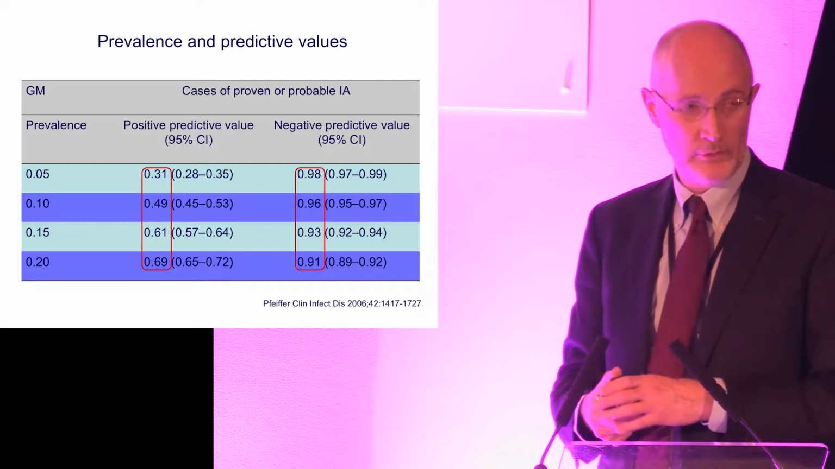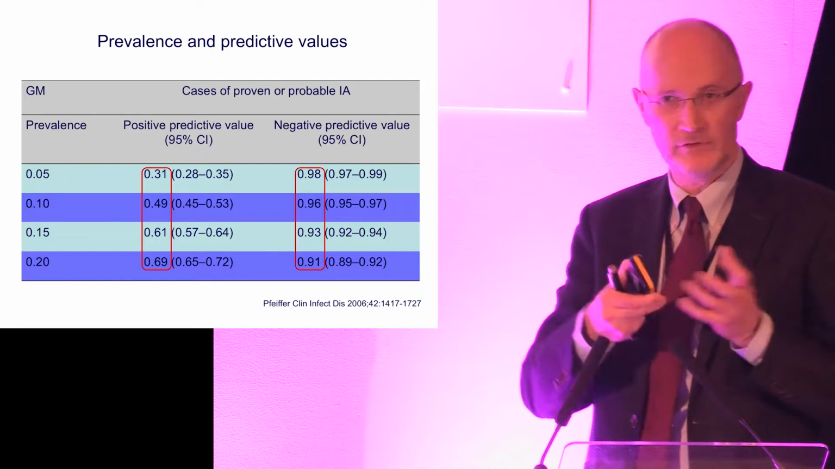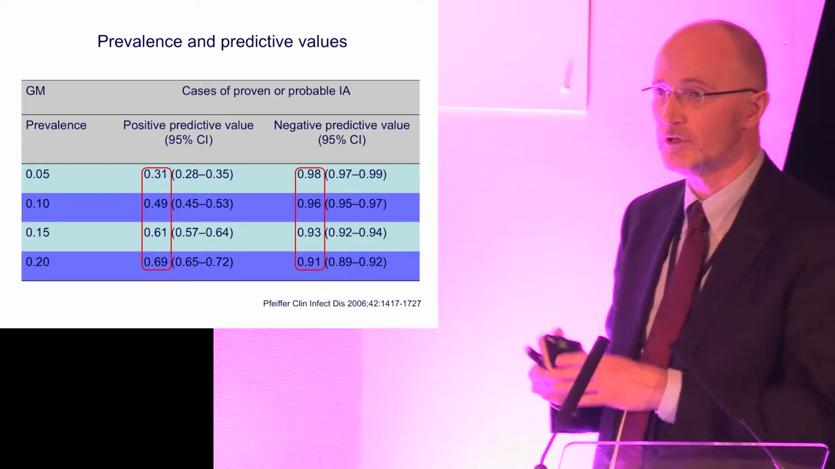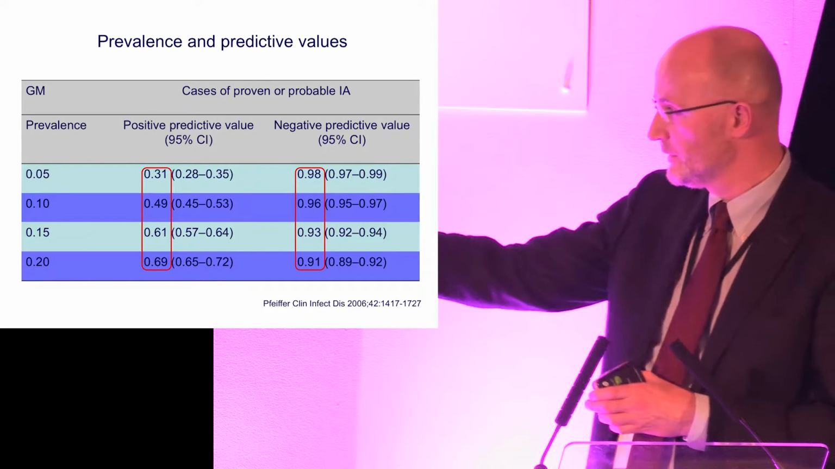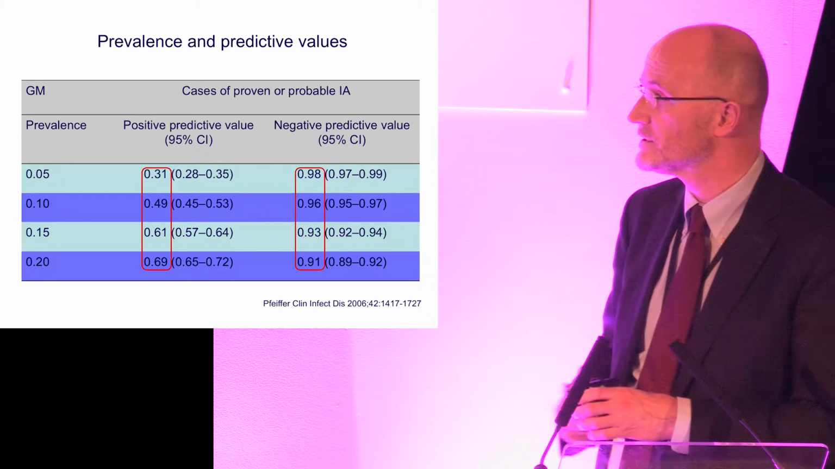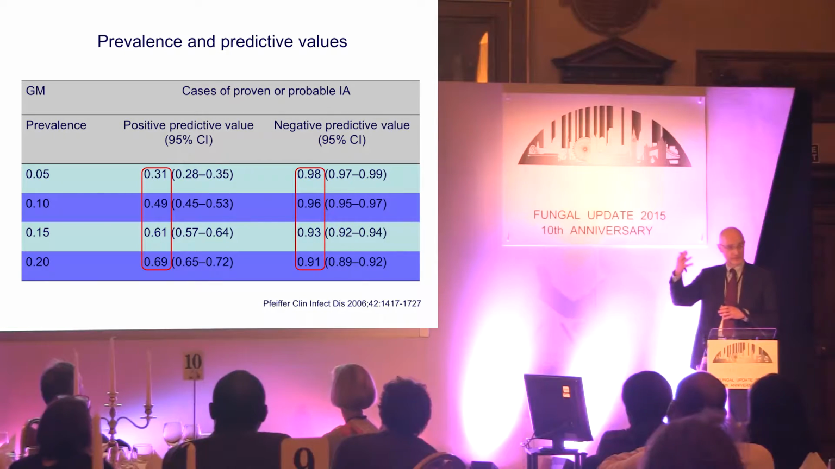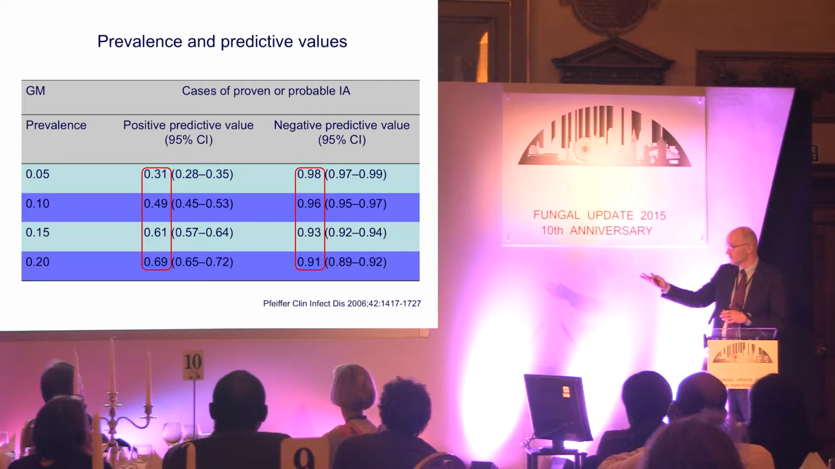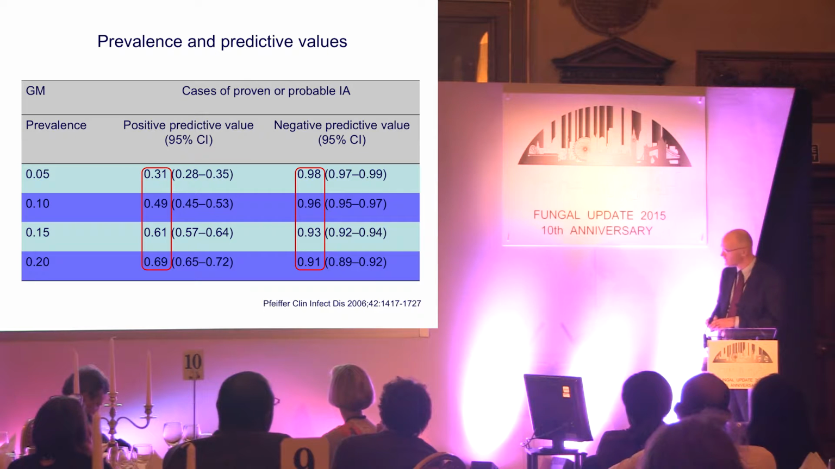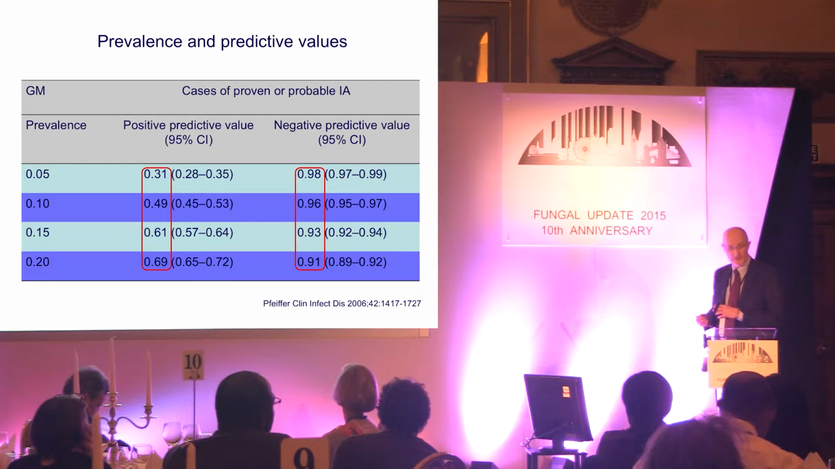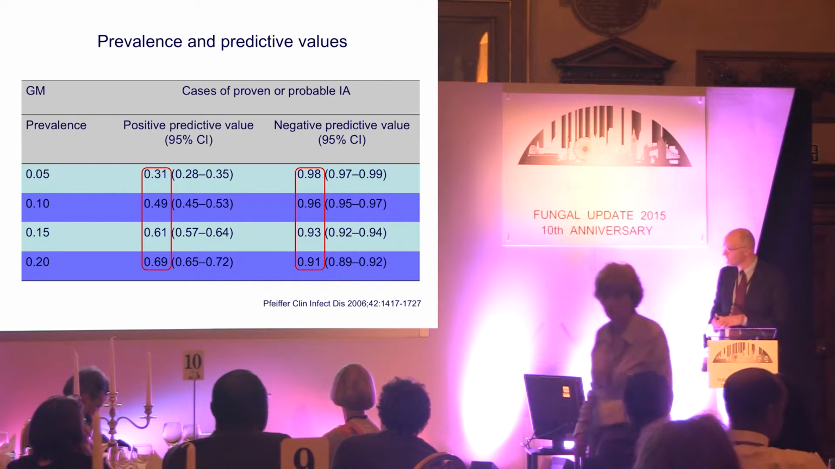Okay, so much has been said about the impact of prevalence or pretest probability, whatever you want to call it, on the performance of this test. If we look at the positive predictive value, and this is Pfeiffer's meta-analysis, then you can see that as the prevalence increases, and, you know, believe it or not, some centres do have a rate of 20%, then you can see that the PPV improves. It's not brilliant, but it gets up to about 70%. But the negative predictive value remains a remarkably good figure of over 90%.